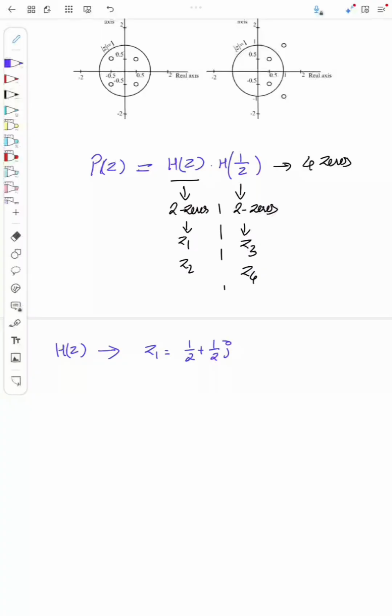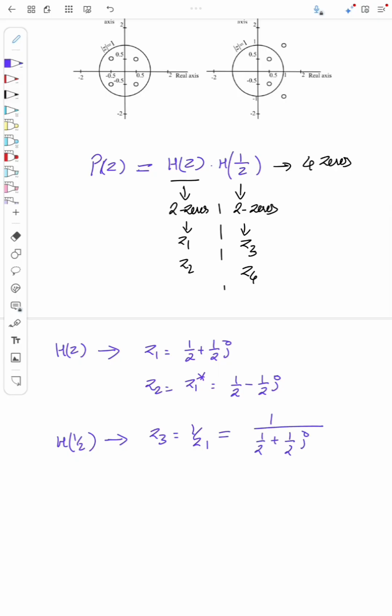That is the zero. So if you could see here, this is a complex number. So definitely what will be the second zero? z2 will be its complex conjugate, right? z1 star. So this will be equal to 1/2 minus 1/2 j. So definitely this will be the other zero. Now coming to H(1/z), right? The other two zeros, definitely z3 will be equal to 1/z1, right? It will be the inverse of z1 itself, right? So what will be that value? This will be equal to 1 by (1/2 + 1/2 j), right?